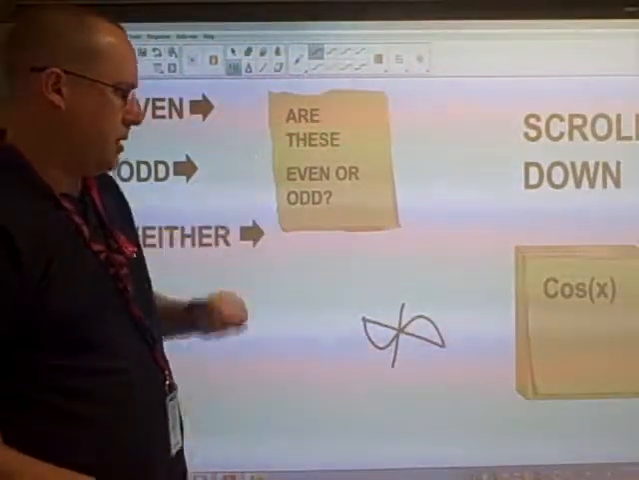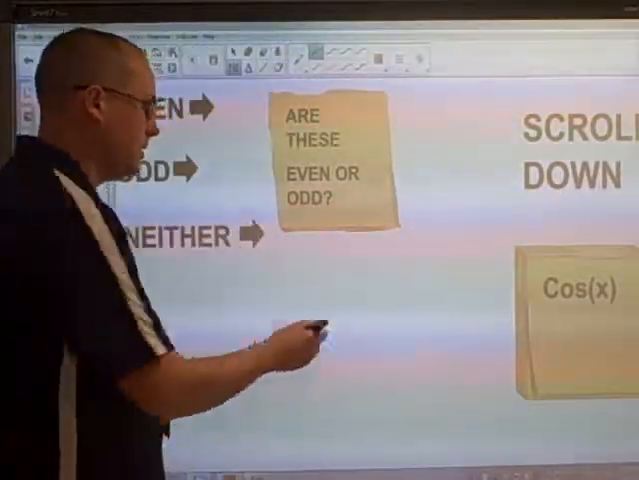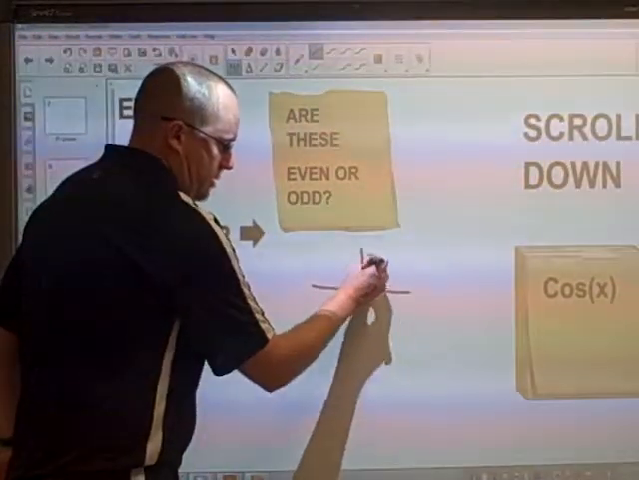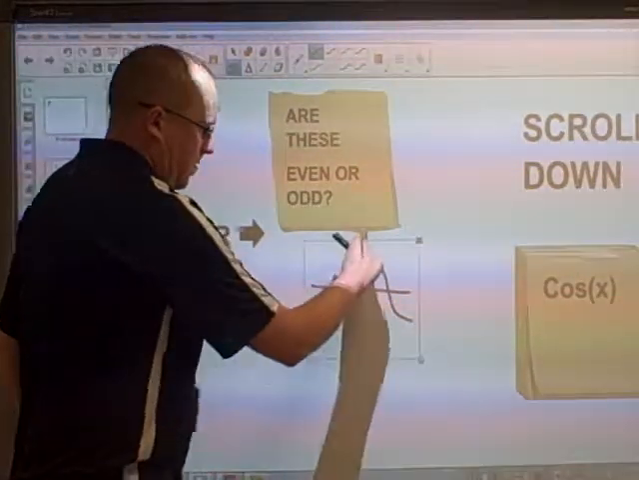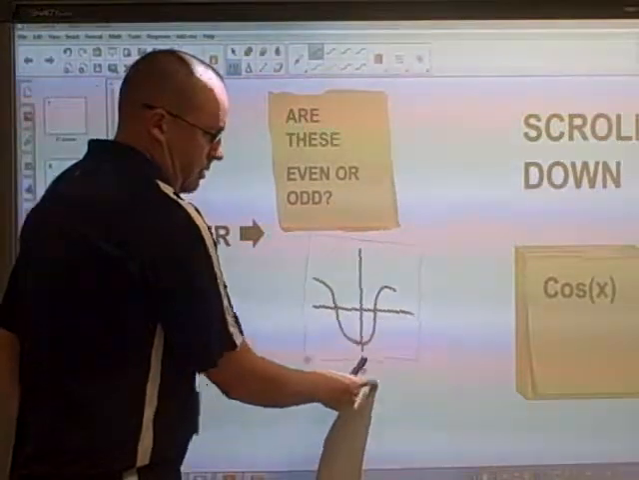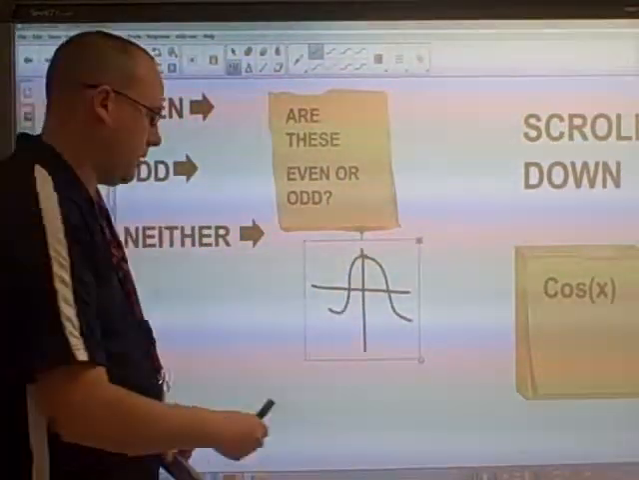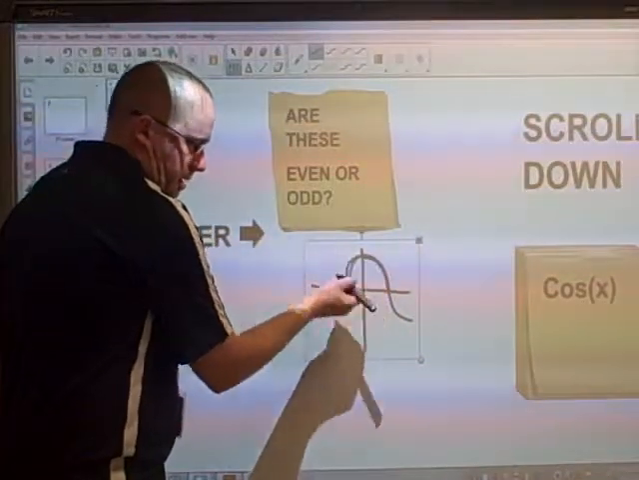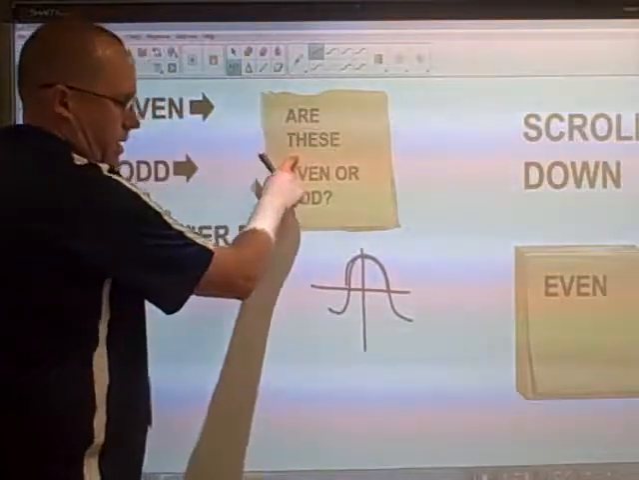Okay, next question. Cosine x, is that an even or an odd function? Well, if I go ahead and draw that, I could try looking at it upside down. That certainly doesn't look the same, so it's certainly not an odd function. It is symmetric about the y-axis. You can see this part here and then this part here. So this one should be an even function, and indeed it is.